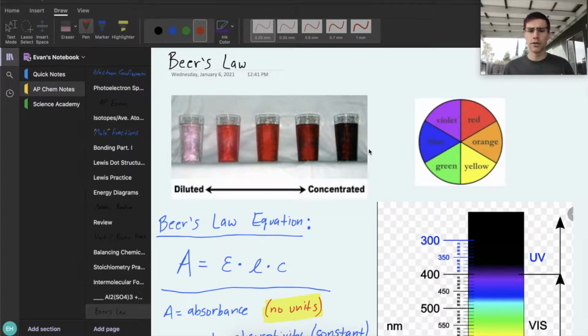Now, there are going to be points in chemistry where you have 2 solutions that might look like these 2 in the middle, right? They're pretty similar. You might be able to tell that the one on the right's a little bit darker, but they're pretty close. And that happens a lot in chemistry.